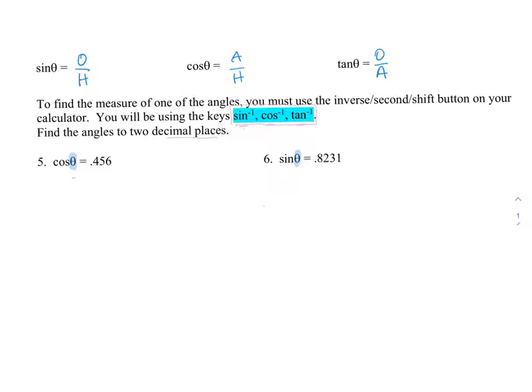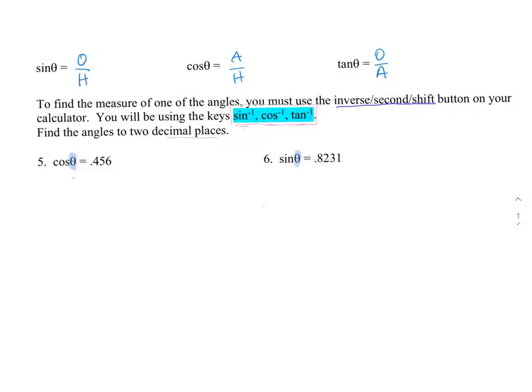Okay, so now to find the measure of one of the angles, what do you do when you don't know what the angles are, but you may know the sides? We're going to need to use this inverse or second or shift button on our calculator. And I'm going to go and grab a calculator. So let's go back here and check it out.